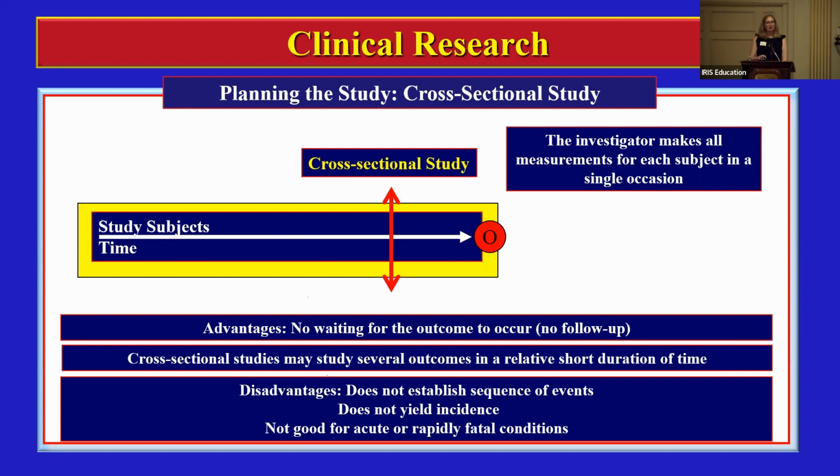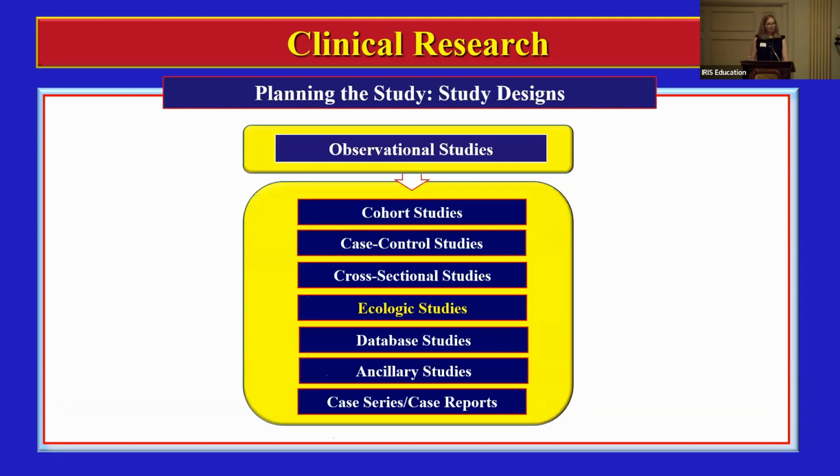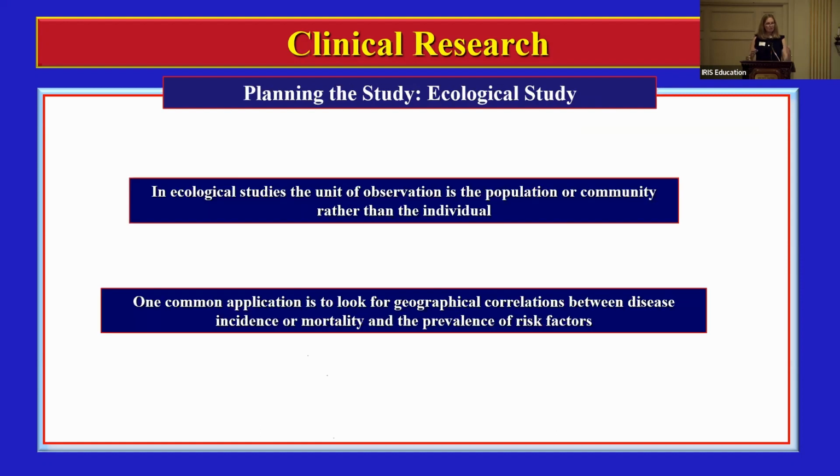The next design I'm going to touch on is a little bit of a twist to some of these studies we've already talked about, and that is an ecologic study. So what makes ecological studies different is that in these studies, the unit of observation is a population or a community rather than an individual. We've talked a lot about collecting information from an individual patient. With an ecologic study, we're actually describing a patient population as a whole.